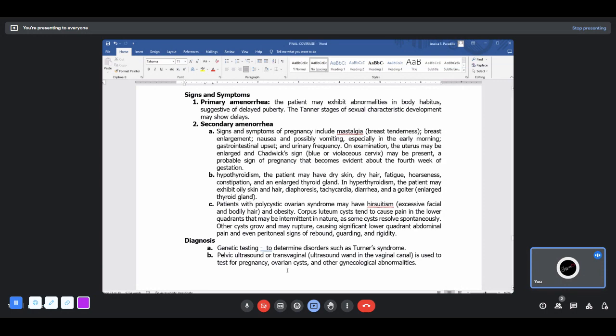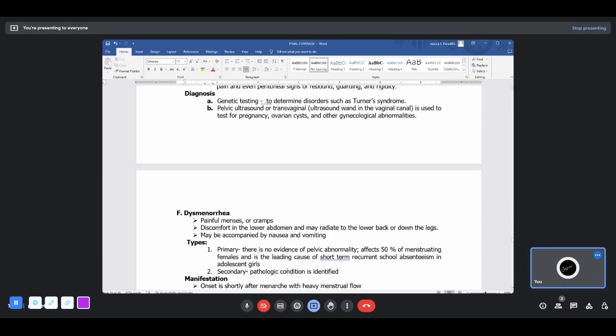For the diagnosis natin, we have genetic testing. This is to determine disorders such as Turner syndrome. And yung Turner syndrome, di ba sabi natin kanina, yun yung chromosomal condition, which is one X chromosome or the sex hormone is missing or partially missing.